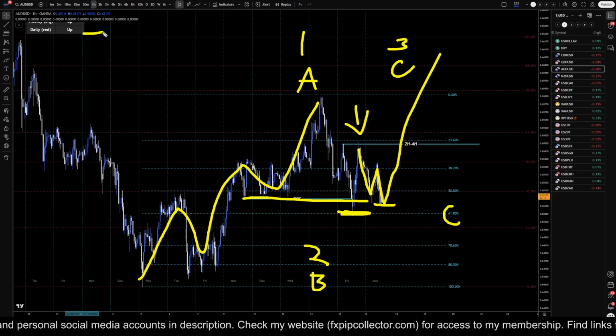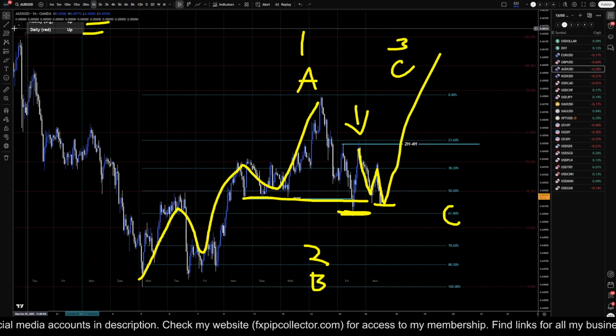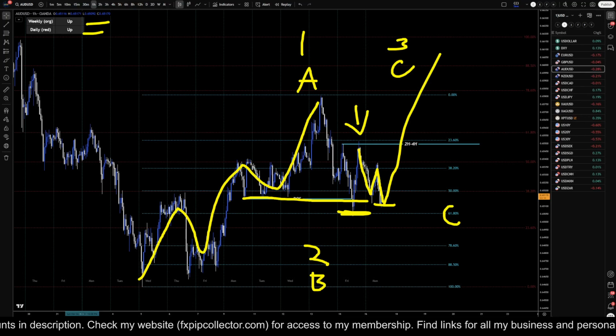Like I said, the daily and the weekly time frames are definitely in an uptrend, so we do need to primarily be looking for longs in an uptrend on these sort of time frames.